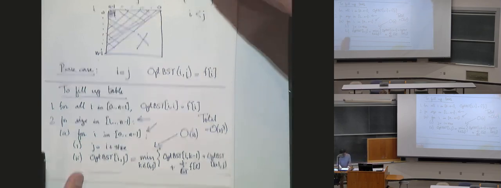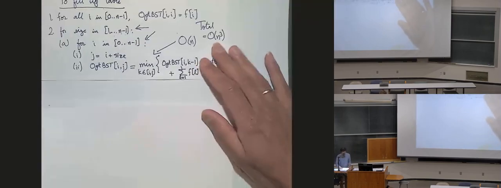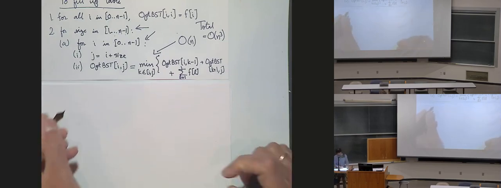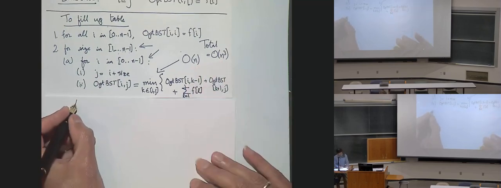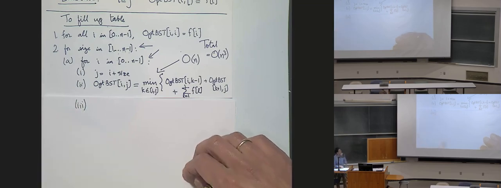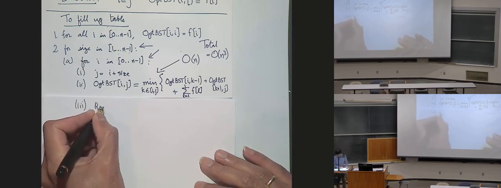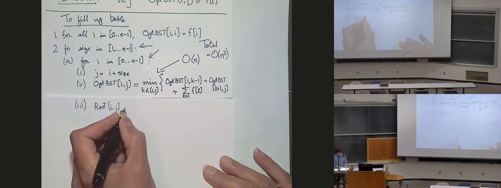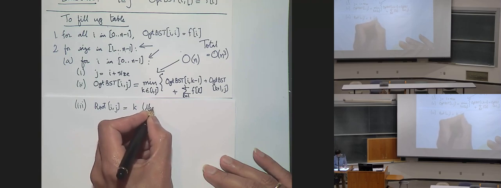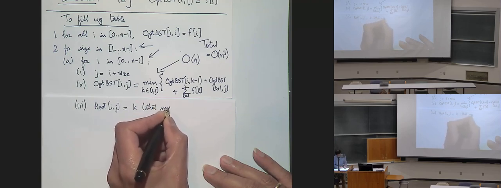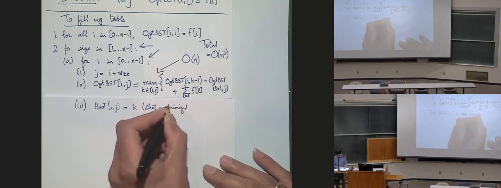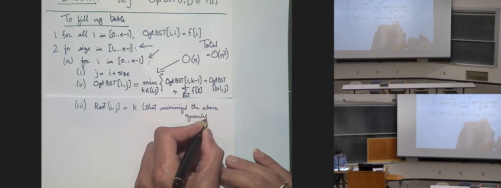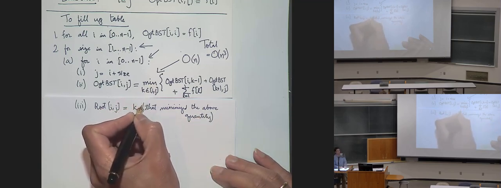Maybe I'll just write this over here, almost as a step 3. I'll say that I can create this root ij, which is going to be the k that minimized the above quantity. Right? You get the min from there.